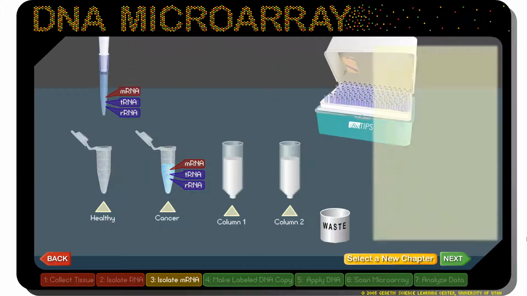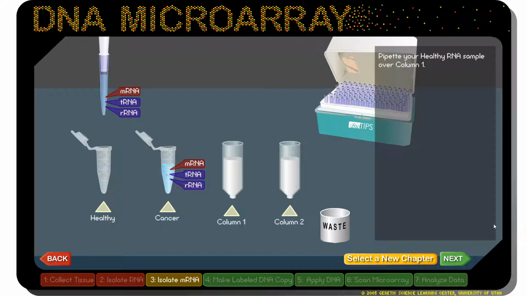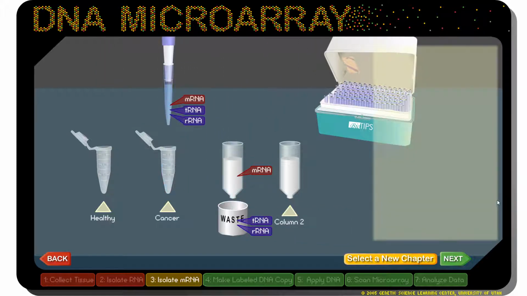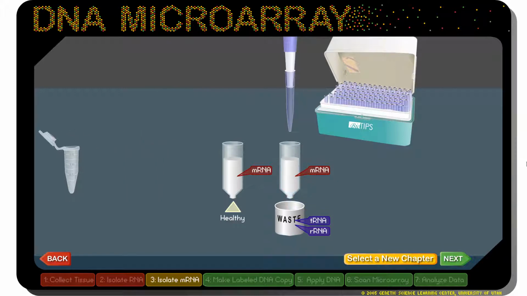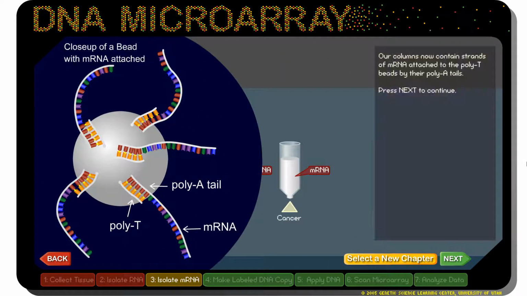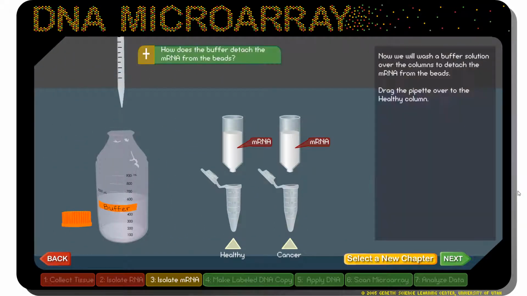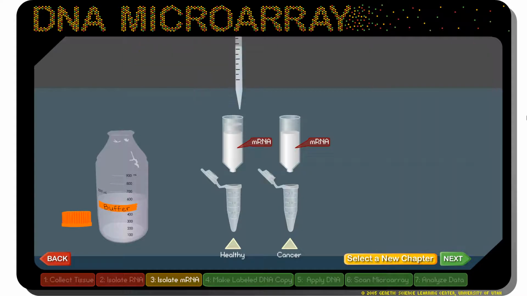Recall that adenine binds to thymine, so the beads will hold our mRNAs as the remaining other RNAs will flow down the drain. Very clever idea. We now have extracted the mRNAs for both the cancer and healthy tissue. We can now release them from the beads using a buffer solution.